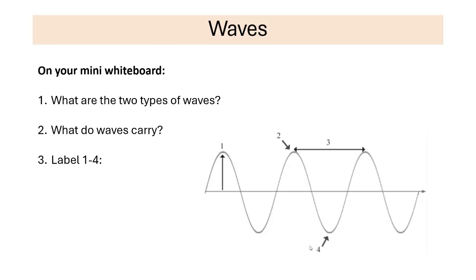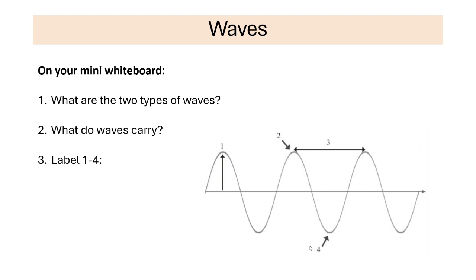Okay, we have time for this bit. So quickly, revision on waves. On the mini whiteboard, what are the two types of waves? What do waves carry? And you have to label 1, 2, 3, and 4. If you could take 3 minutes, so pause the video for 3 minutes and write down all these answers on your mini whiteboard, please.